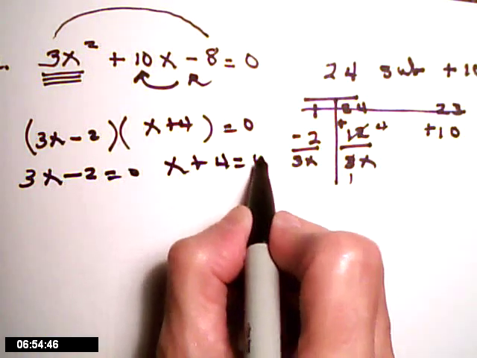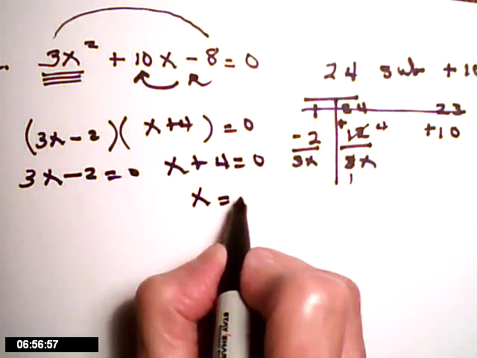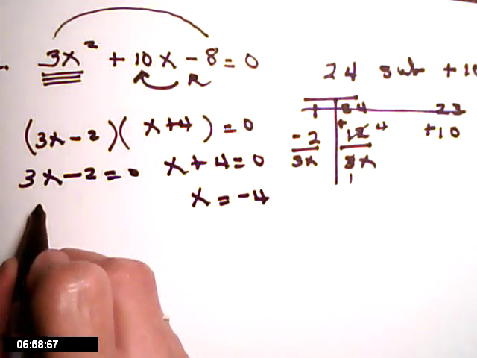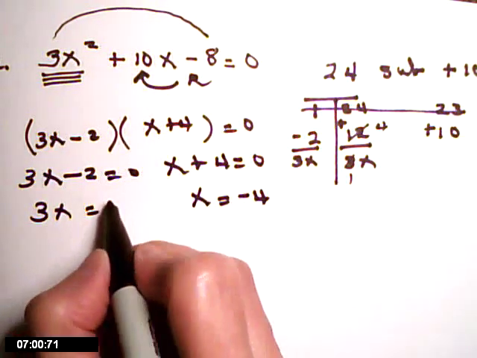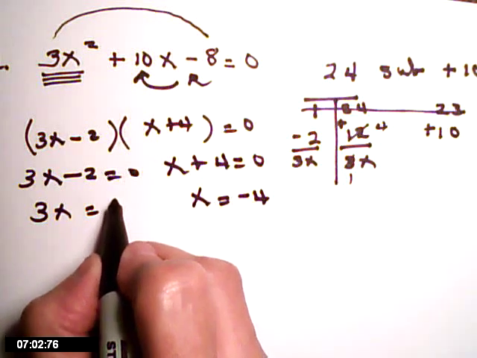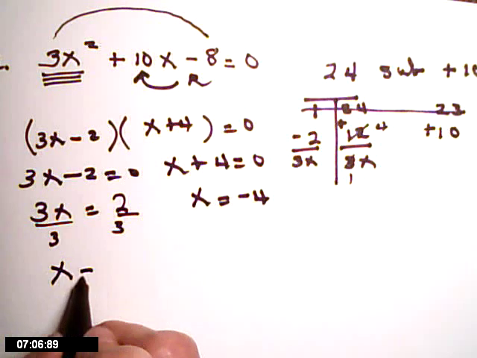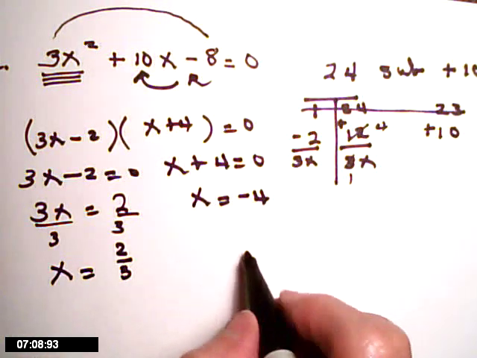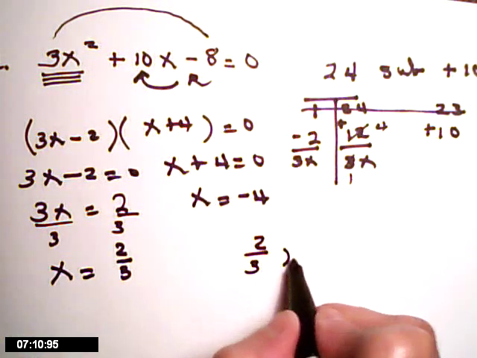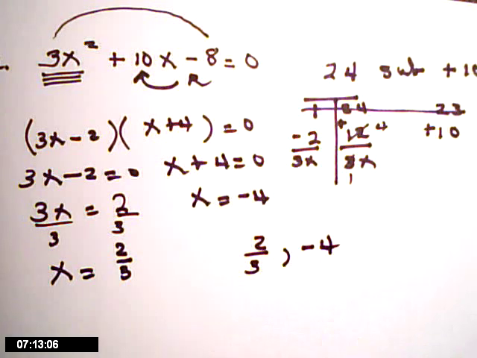Set both of those factors equal to 0. One answer is negative 4. This time I'm going to move my constant negative 2 to the other side. I'm going to divide by 3. And I have an answer of 2/3, and I have an answer of negative 4. I'll continue this in the next video and show us another example.